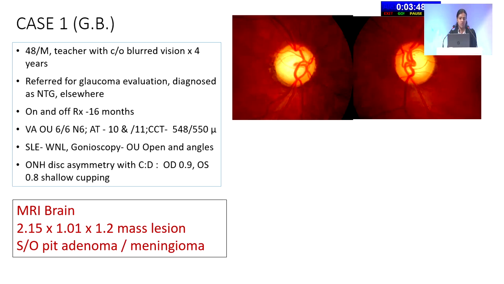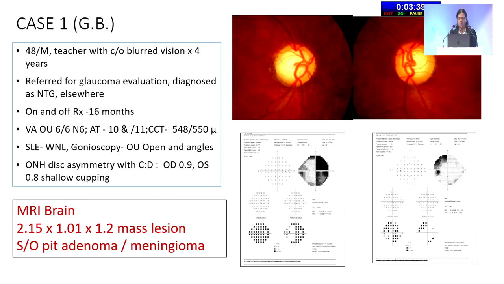Case 1, a 44-year-old teacher, diagnosed as normal tension glaucoma elsewhere. Optic nerve had an asymmetrical cup-disc ratio, right eye 0.9, left eye 0.8, with shallow cupping. Perimetry of both eyes showed a bitemporal hemianopic visual field defect respecting the vertical meridian. MRI brain showed a mass lesion suggestive of adenoma or meningioma.